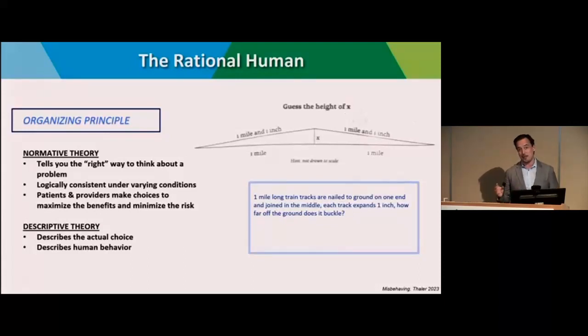It describes our actual behavior. So a rational human being would be thinking about things consistently, and the choices they made would line up with the actual choices that would be predicted.